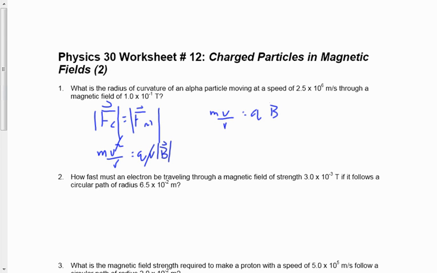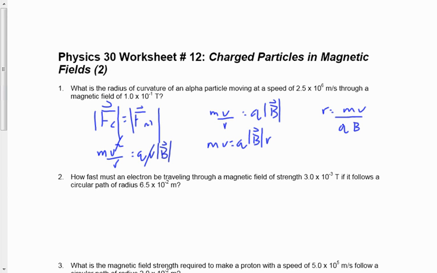Now we're looking for r. So let's take the r up to the top. R has got to be on the top. Becomes mv equals qb times r, and then we're going to take the qb down by dividing. Becomes r is equal to mv over qb.